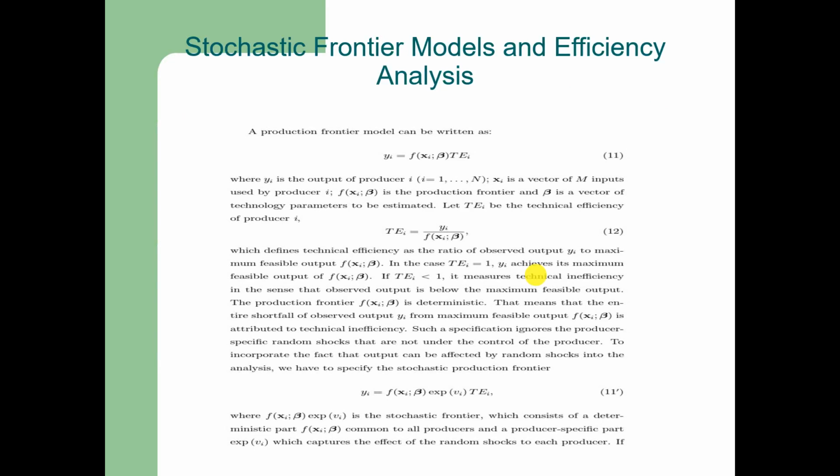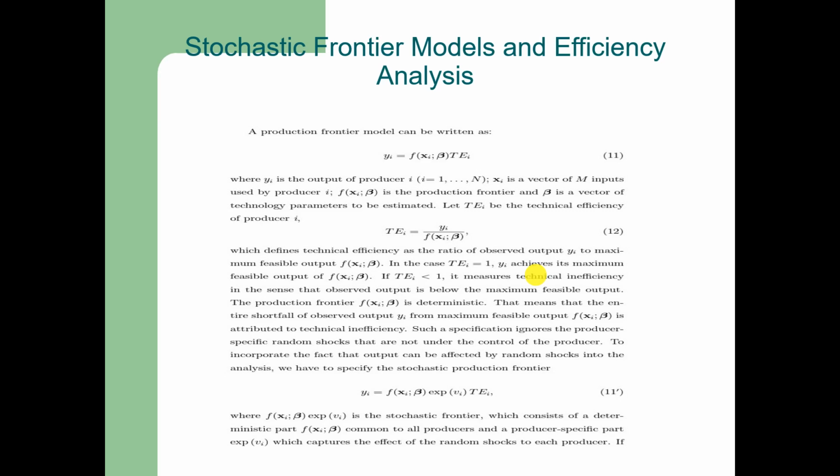Starting with a production frontier model, it can be written as yi equals f of xi, beta, times tei. In this function, yi is the output of the ith producer. There are n firms, i varies from 1 to capital N. Xi is the vector of inputs. There are m inputs in the production used by the ith producer. F of xi beta is the production frontier, and beta is the vector of technology parameters to be estimated.